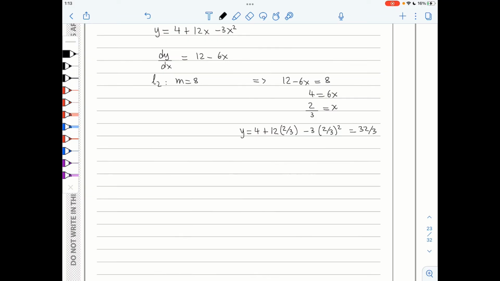We're trying to find the equation of this straight line. I'll be using y minus y1 is m brackets x minus x1. So y minus 32 over 3 is 8 brackets x minus 2 over 3. And since I haven't been specified any particular form in which I need to give my answer, I will actually leave it as it is.